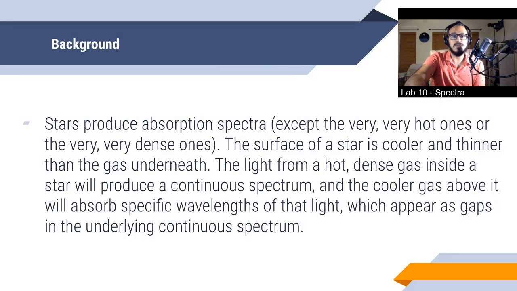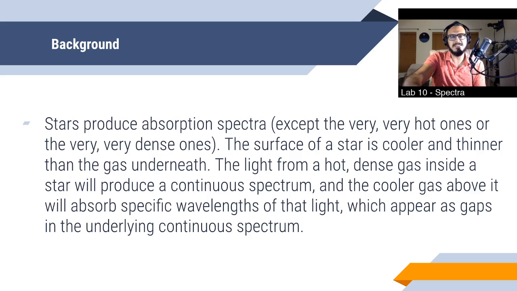Stars produce absorption spectra, except the very, very hot ones or very, very dense ones. The surface of the star is thinner than the gas underneath. The light from a hot, dense gas inside a star will produce a continuous spectra, and the cooler gas above it will absorb specific wavelengths of light, which appears as gaps in the underlying continuous spectrum.